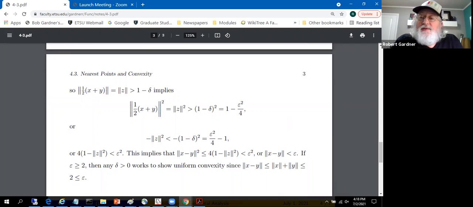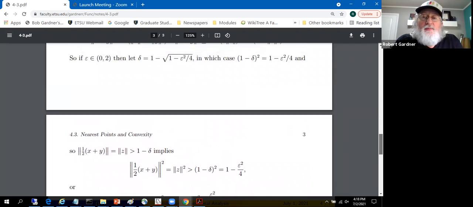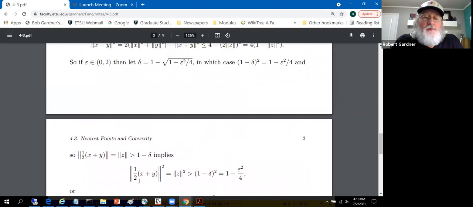Okay, let's just keep this previous page somewhat in view. So 1/2 x plus y norm squared, that's the norm of z squared. Well, assuming the norm of z is greater than 1 minus delta, the norm of z squared is greater than 1 minus delta squared. And 1 minus delta squared we saw up here by our choice of delta. Here's why we chose delta to be what it is. That equals 1 minus epsilon squared over 4. So we'll insert that.